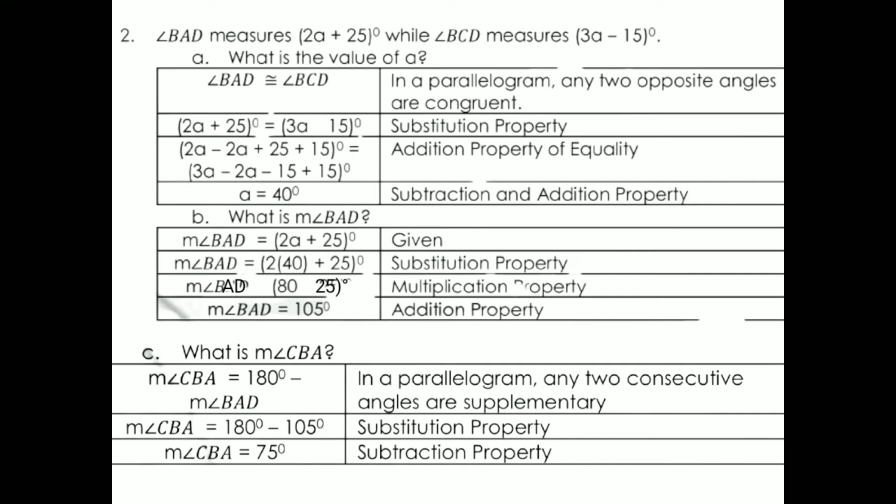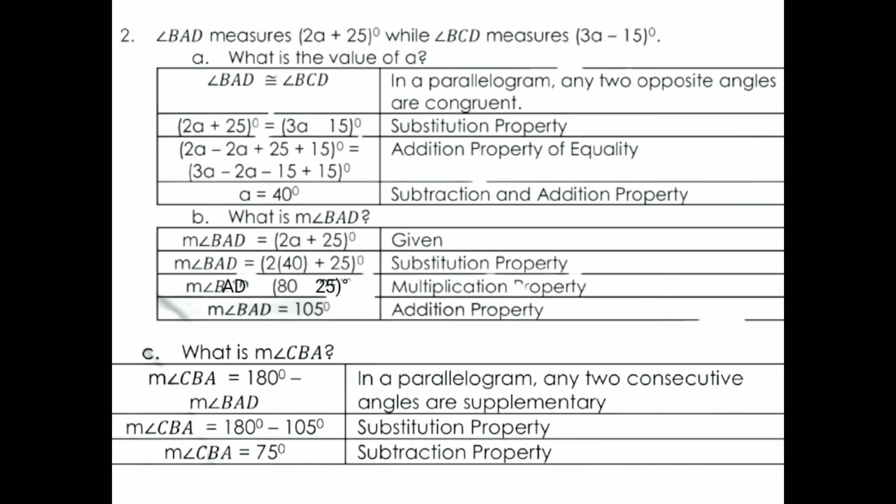So through the addition property of equality, katulad ng ginawa natin dun sa una, dun sa sides, ganun din lang yung gagawin natin dito sa angle. So magiging 2A minus 2A plus 25 plus 15 degrees is equal to 3A minus 2A minus 15 plus 15. Through subtraction and addition property, A natin is mag-equate to 40 degrees.